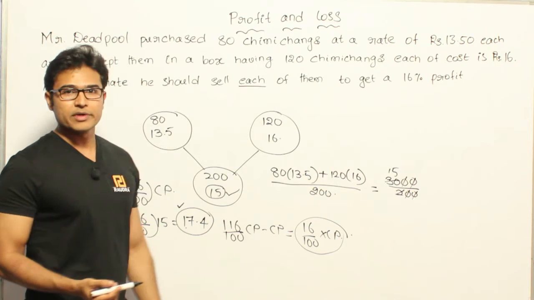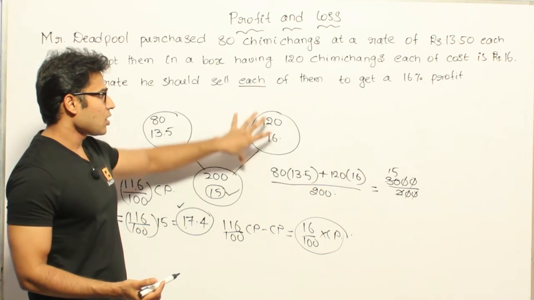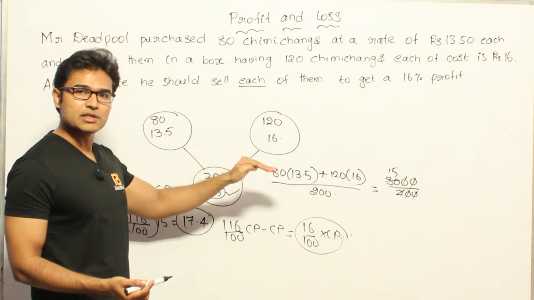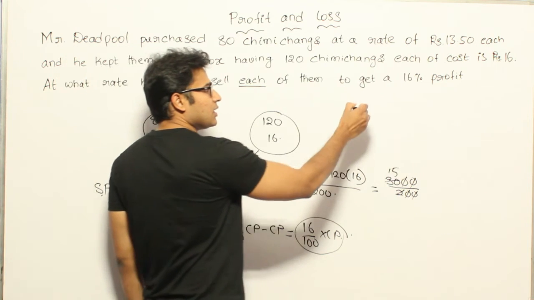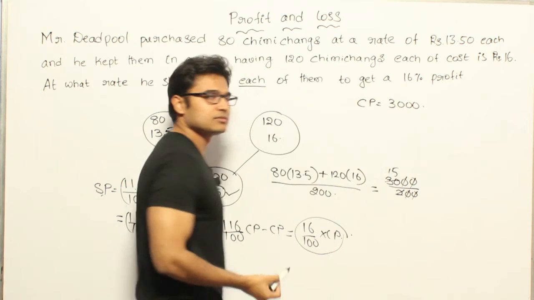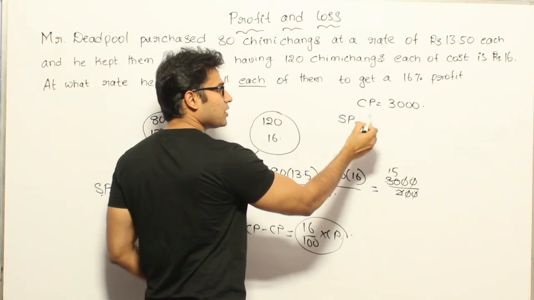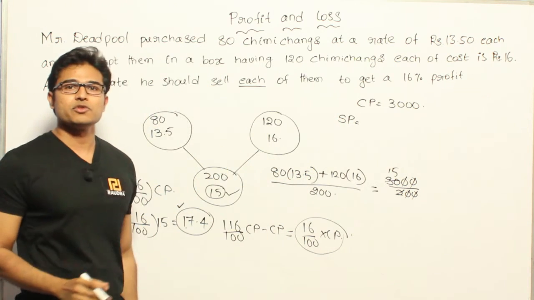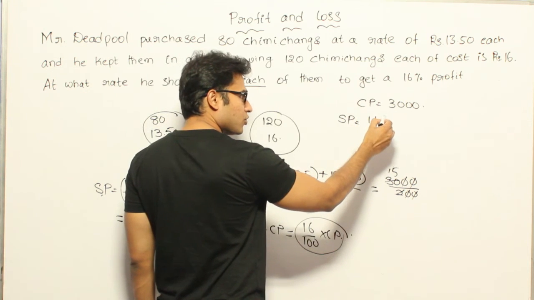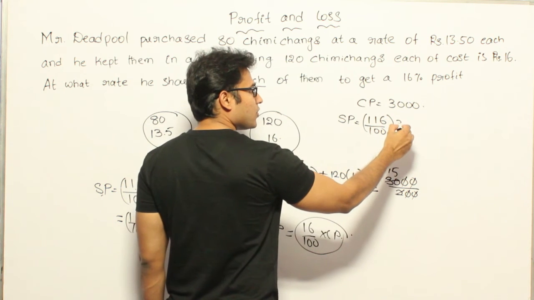What is the other way of solving it? If you want to see the other way of solving it, see, now the overall cost price happened to be 3000 rupees, right? Instead of going per chimney chunk, you could have computed that your net cost price is equal to 3000 rupees, isn't it? Now you find out your net selling price. So after you sell all of them, you are supposed to make a profit of 16%. Therefore, your selling price for all of them put together should be 116 percent of your cost price.